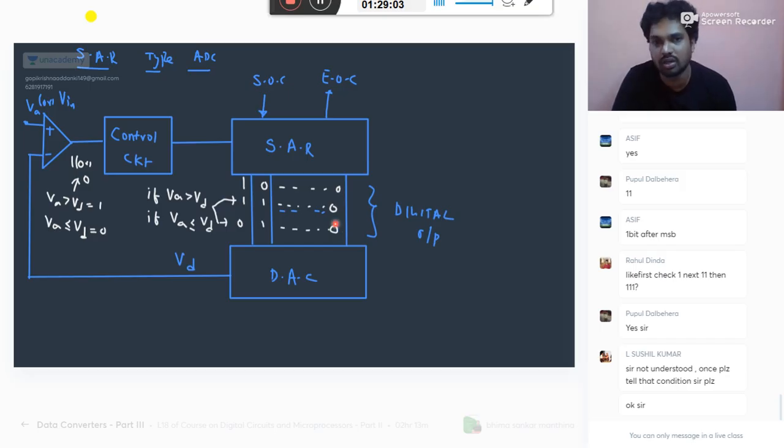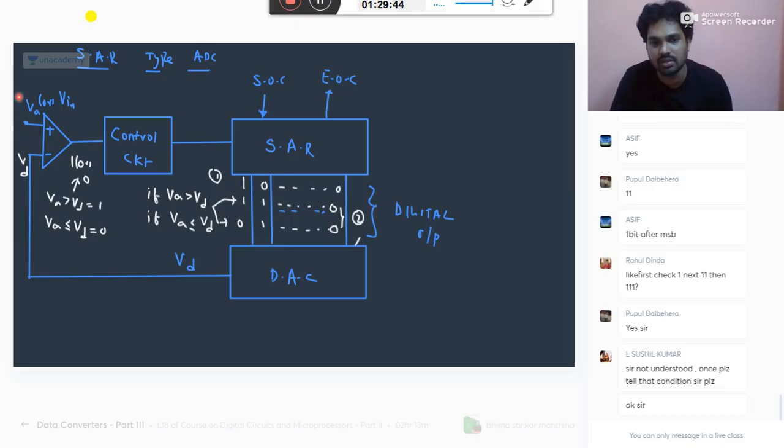First simple step is what? First, the start of the conversion. First bit is 1, remaining all bits are 0. Now this value will go here and give you VD. This is the first step. These two will happen in the second step. In the first step you get 1 followed by all zeros. Then you get this VD value, the D to A converter value based on the step size. That VA and VD will be compared by this comparator.